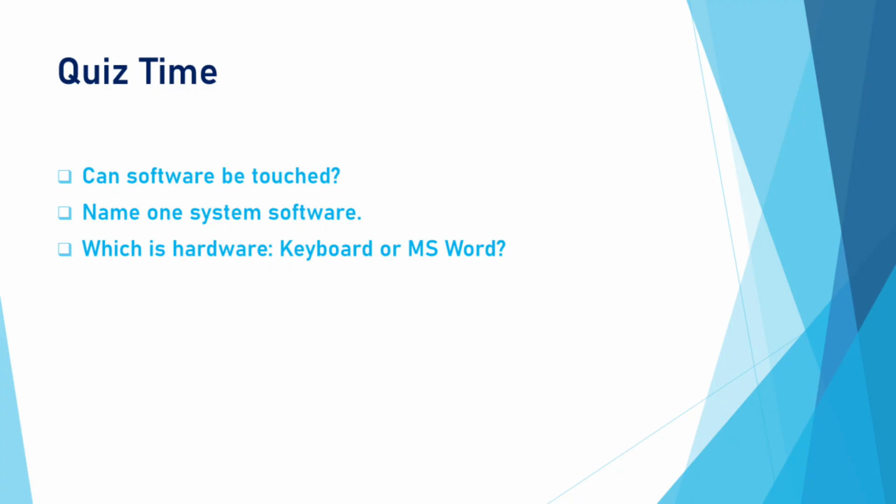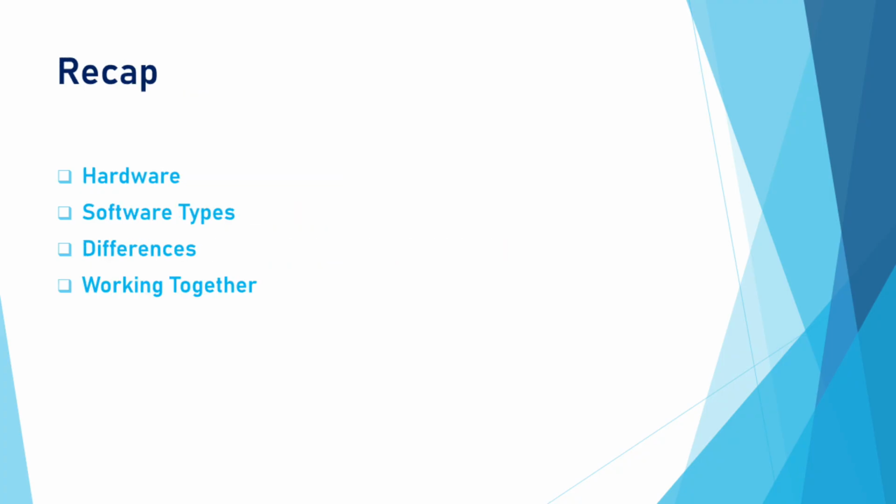So let's quickly summarize today's lesson. Hardware consists of all the physical parts of a computer. Software consists of programs and instructions. Hardware can be touched. Software cannot be touched. Hardware and software depend on each other. Together, they make a computer functional. Understanding the concept is essential because almost every computer topic you will learn in the future builds on it.